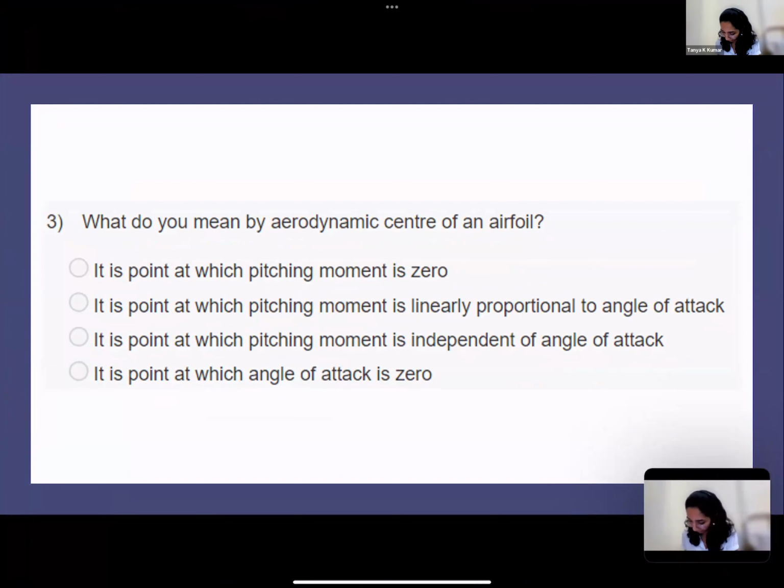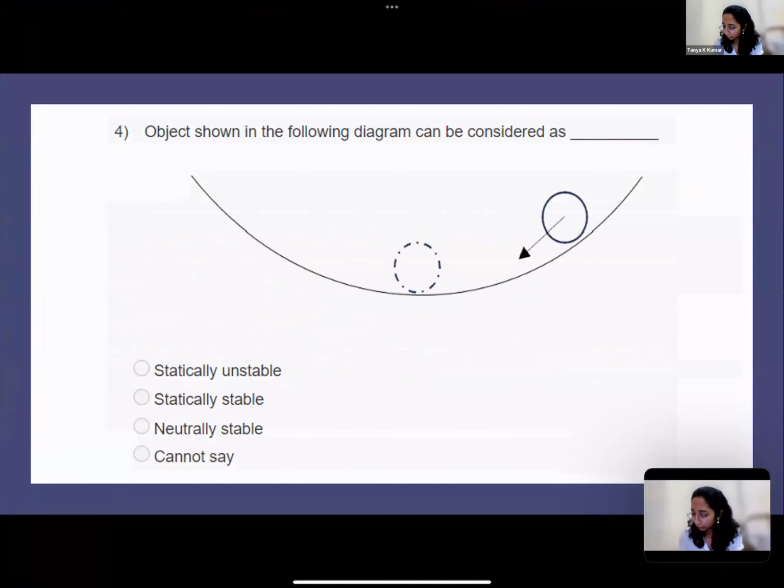So the answer is 3. You are right. Okay, let's go to the next one. The object shown in the following diagram can be considered as statically unstable, statically stable, or neutrally stable. We had discussed this initially when I introduced stability. I think even Sir has discussed this. It is statically stable. Initially the ball is at this location. You deviate it, it has a tendency to come back to its equilibrium point.